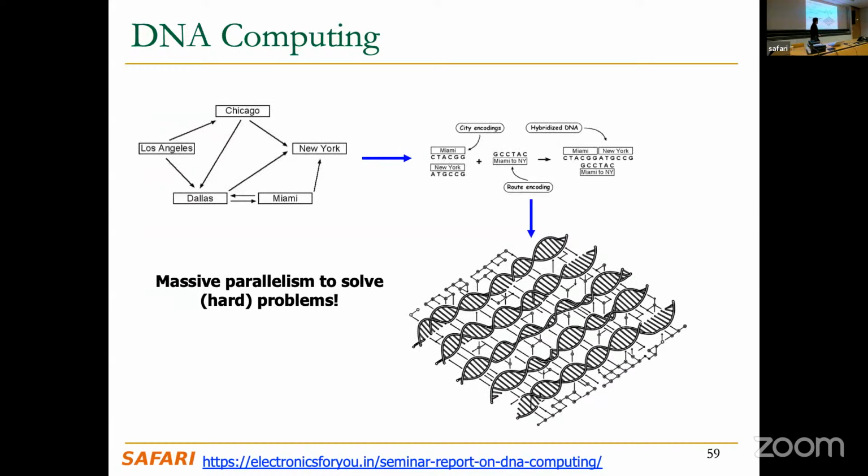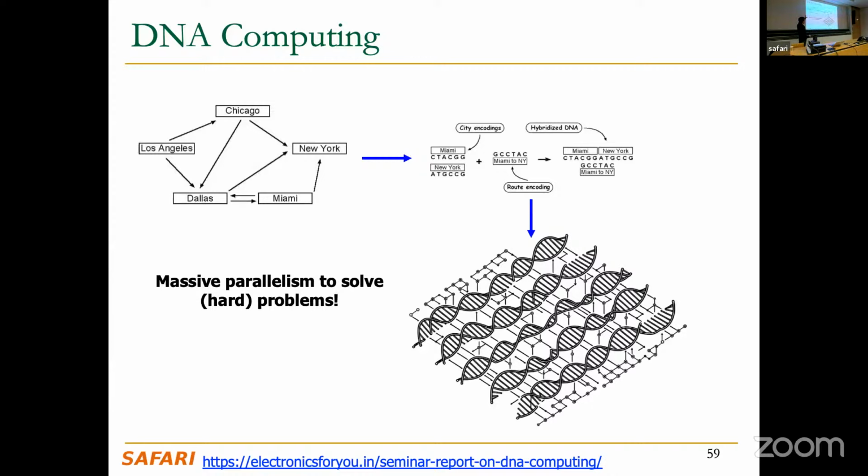The other application could be DNA computing. People are now literally using DNA to do computation. For example, this is an example for the traveling salesman problem. What people are doing is encoding, let's say, the cities that have a connection in between with DNA in a way that the cities will connect to each other based on the chemical bonds that we know exist, and also based on the graph structure.